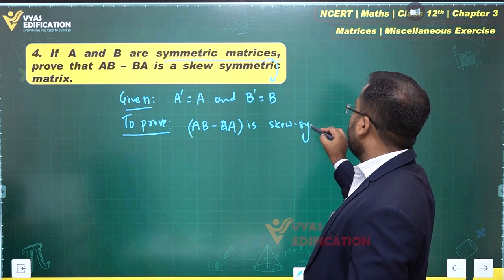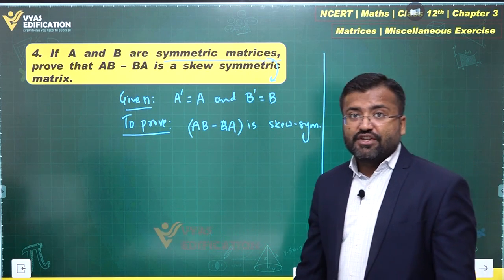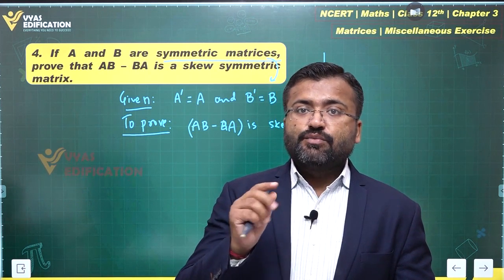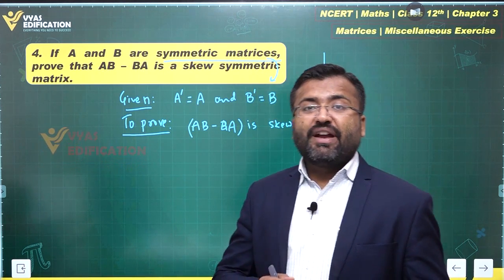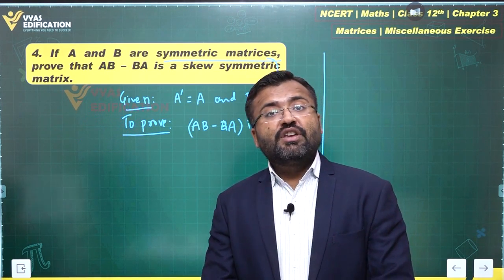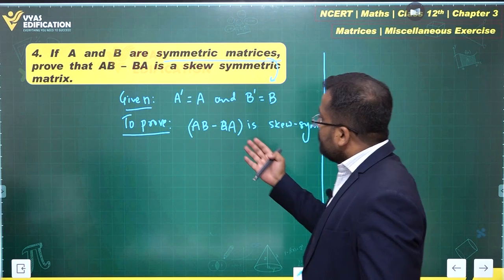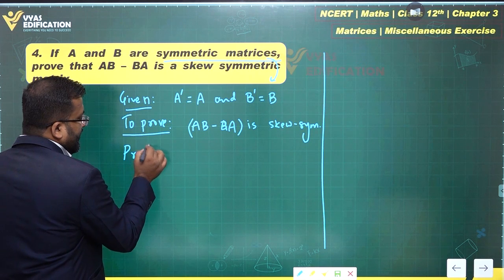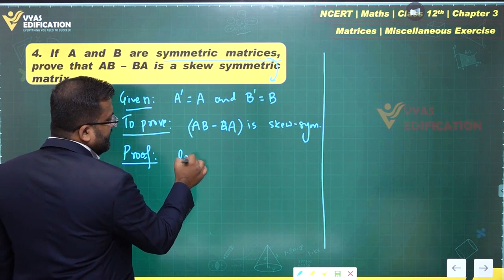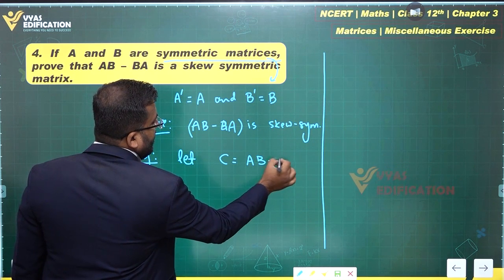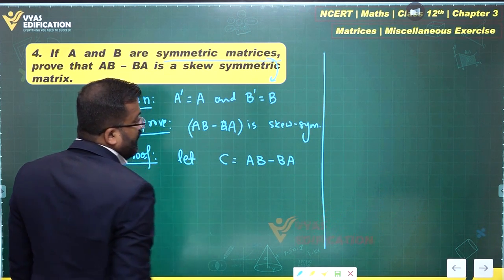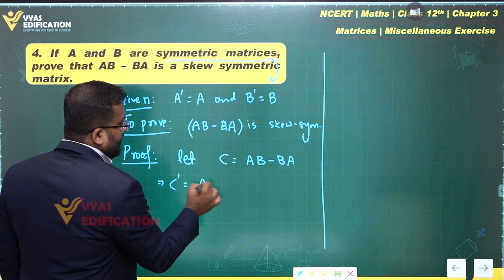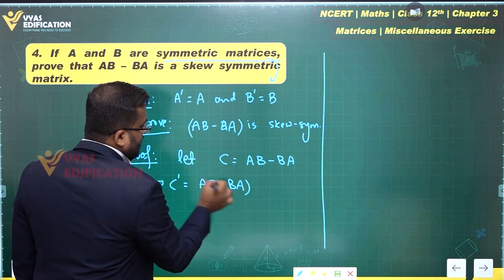Now, for skew symmetric, what do you want? The definition of skew symmetric says that for any matrix C, if C transpose is equal to minus C, then the matrix C is said to be a skew symmetric matrix, okay? So for proving that this is a skew symmetric matrix, let's begin with this matrix. Let C equals AB minus BA. Now, we'll find the transpose of C first. Implies C transpose can be written as AB minus BA whole transpose.